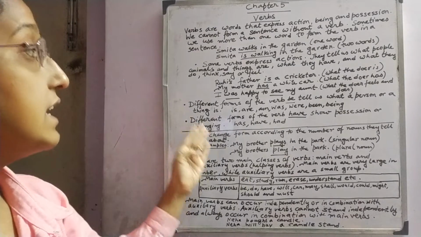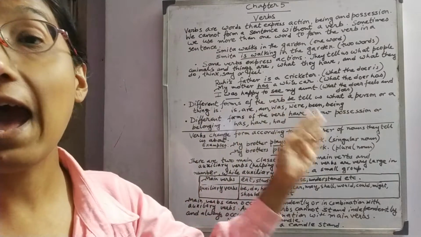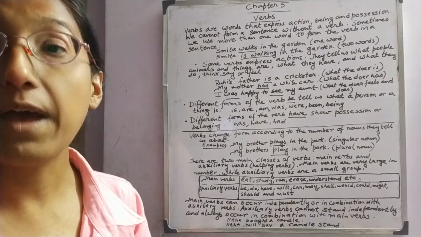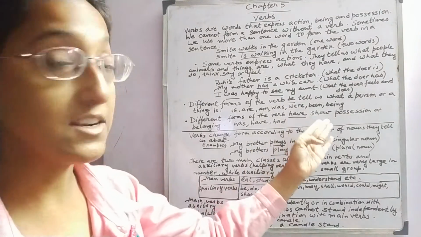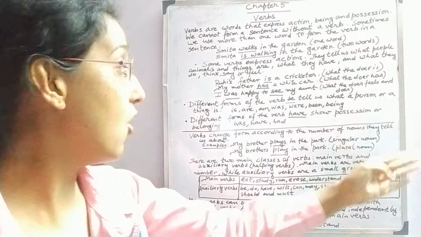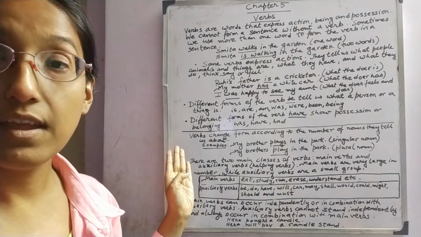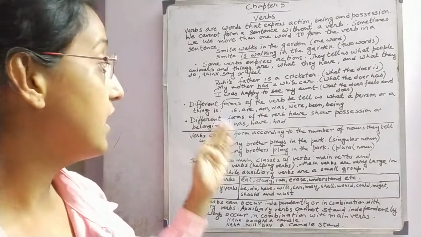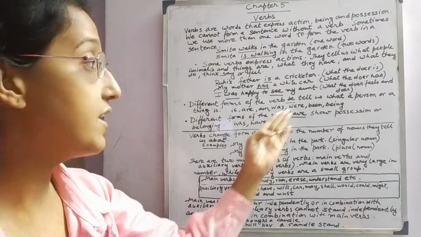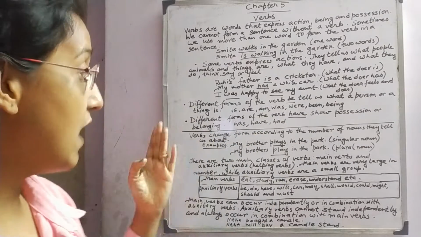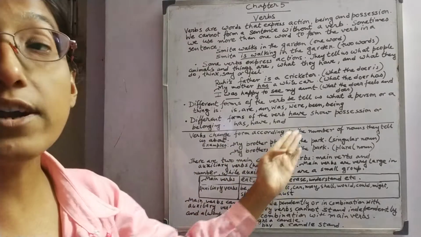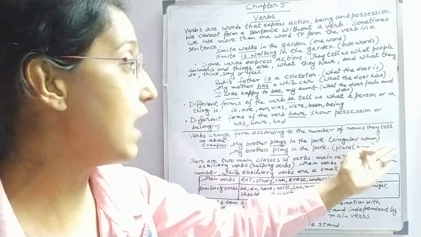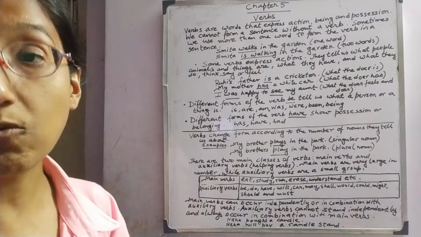Now students, different forms of the verb have. Now the verb have has different forms that show possession or belonging. And what are the forms? Has, have, had. Now students, verbs change form according to the number of nouns they tell us about.